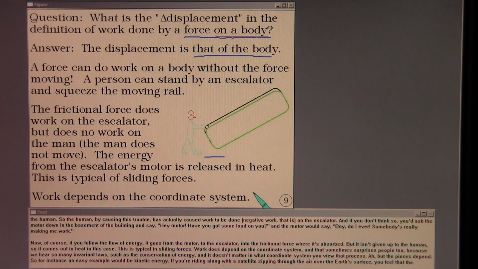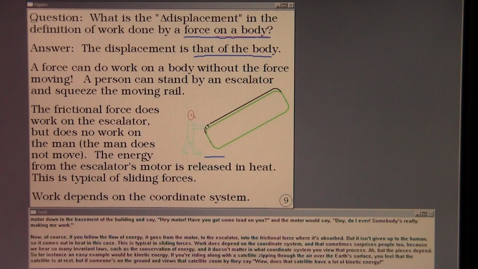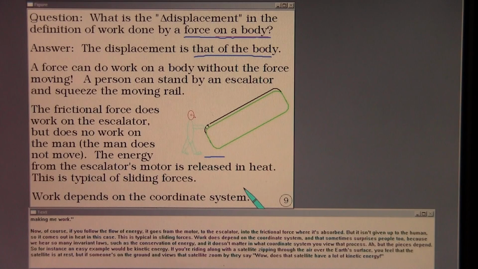Work does depend on the coordinate system, and that sometimes surprises people too, because we hear so many invariant laws, such as the conservation of energy, and it doesn't matter in what coordinate system you view that process. But the pieces depend. So, for instance, an easy example would be kinetic energy. If you're riding along with a satellite zipping through the air over the Earth's surface, you feel that the satellite is at rest. But if someone's on the ground and views that satellite zoom by, they say, wow, does that have a lot of kinetic energy?